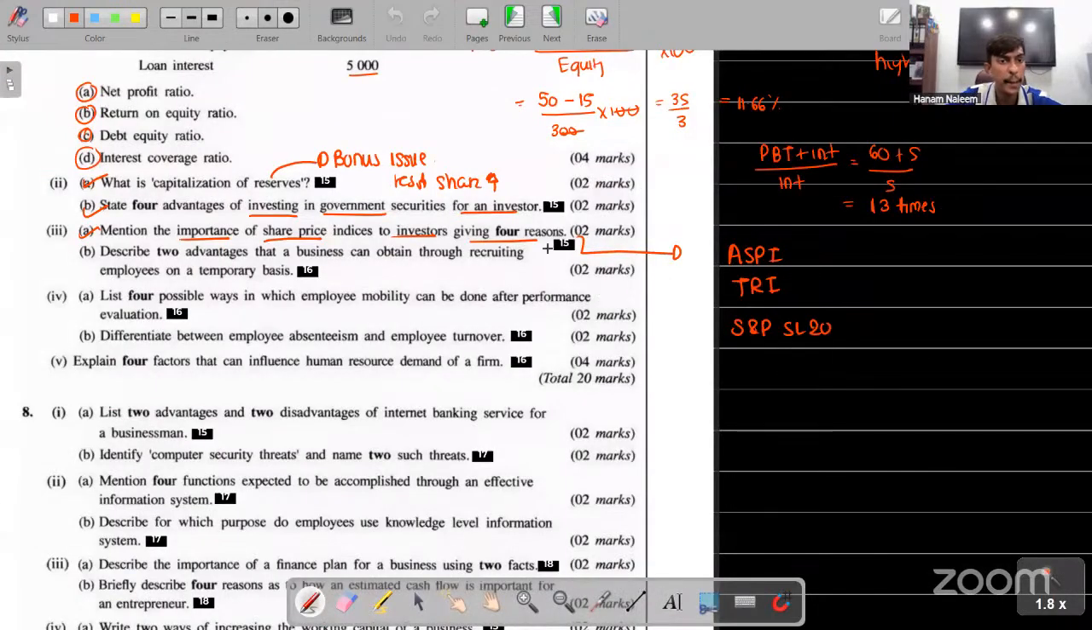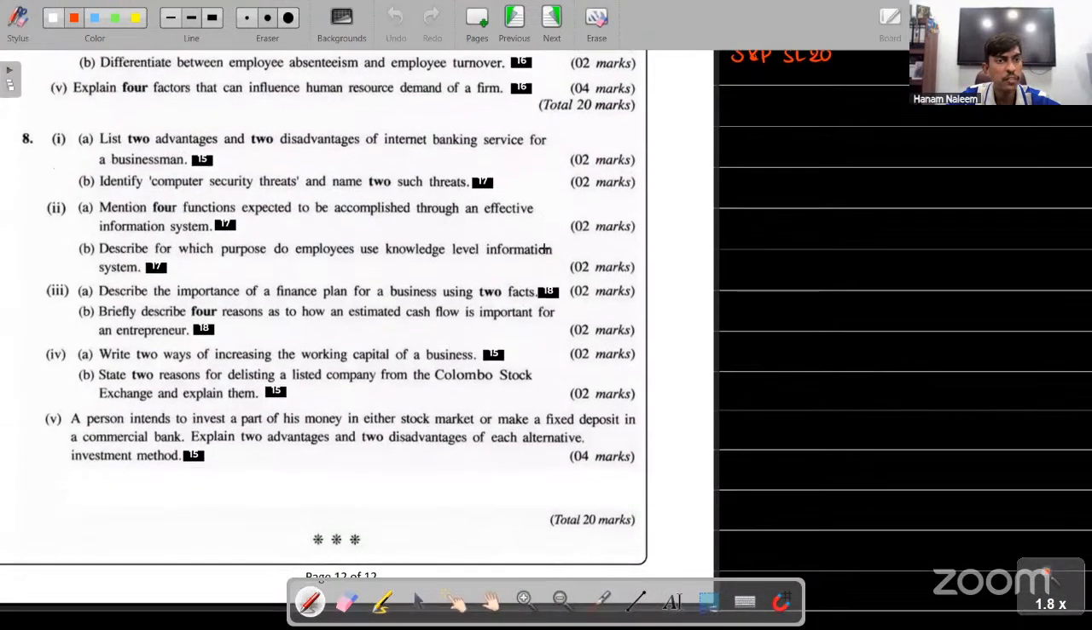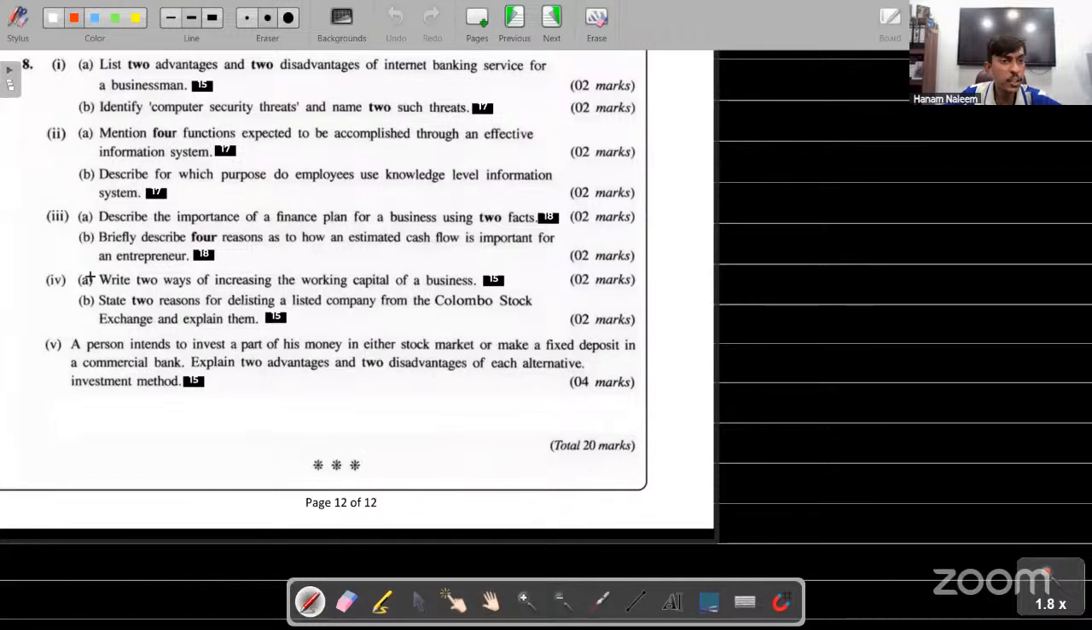What's the other question we have? Question 15. Write two ways of increasing working capital. A repeated question. The same question has been repeated many times. And state two reasons for delisting a listed company.